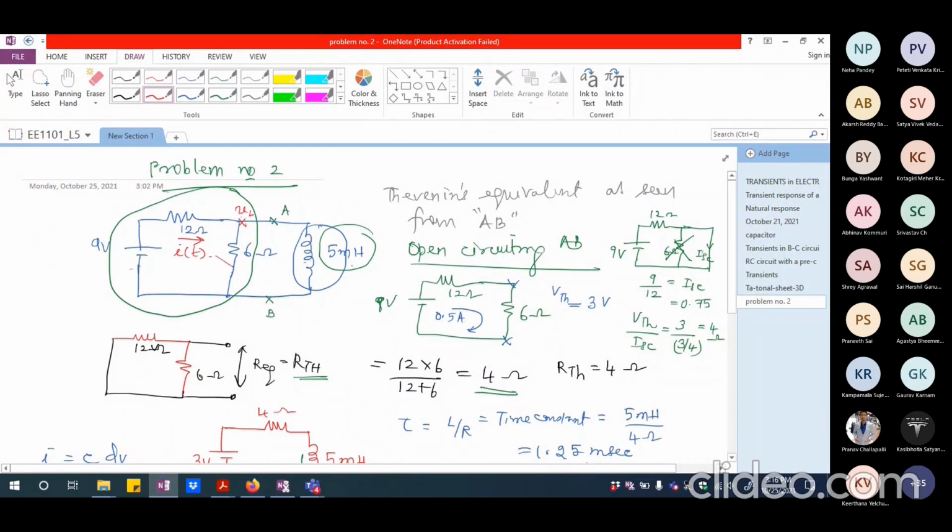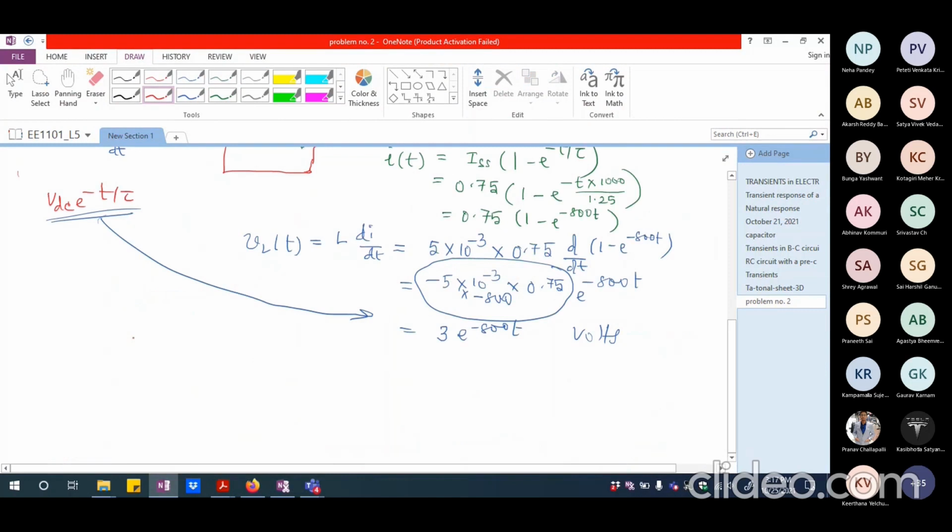This and this are in parallel. This 6 ohm and 5 millihenry, both of them are in parallel. So this is VL, and 9 minus VL of t divided by 12 will give me directly I. So the current through the 12 ohm resistance is 9 volts minus VL of t divided by 12 ohm. I can write this as 9 minus 3 e power minus 800 t, divided by 12. That's it.